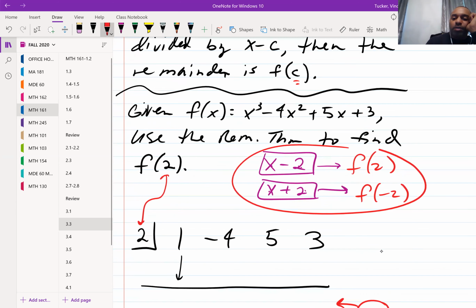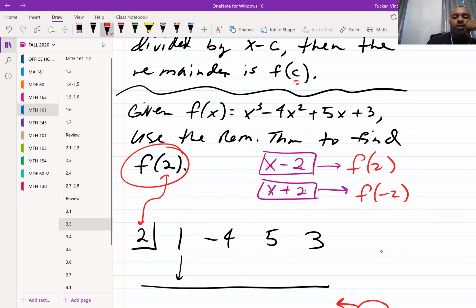So, and that's what this was emphasizing right here. If I had x minus 2, then I would be using the opposite sign. If I had x plus 2, I would be using the opposite sign. But if they give it to you this way, you would just use the number that they give you.